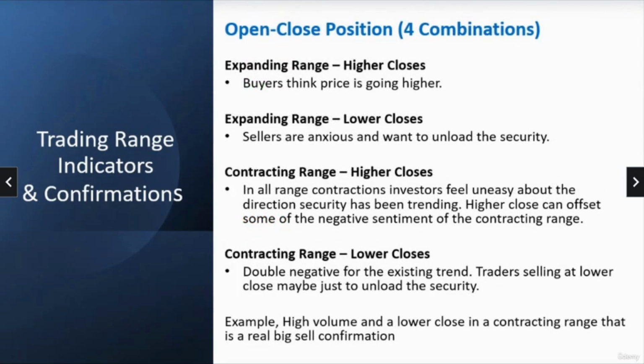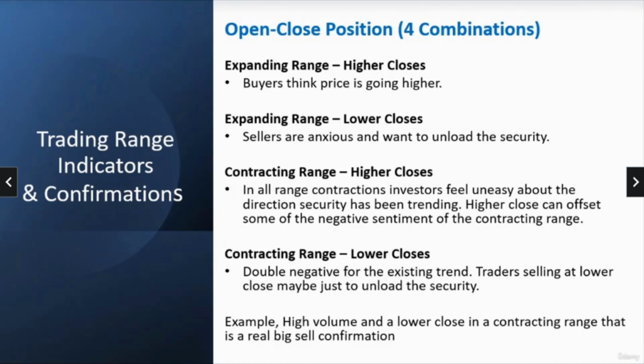Another thing you can look at, to get some indicators and confirmations, is the open and close position. There's really four combinations. You can have an expanding range, the prices from high to low are expanding, and the closes are getting higher. That tends to indicate that buyers think the price is going to keep going higher. If the range is expanding, but the closes are getting lower, then sellers are getting a little bit more anxious and maybe wanting to unload that stock. Thus, the closes are getting lower. So you look at that expanding range with both a higher or a lower close.